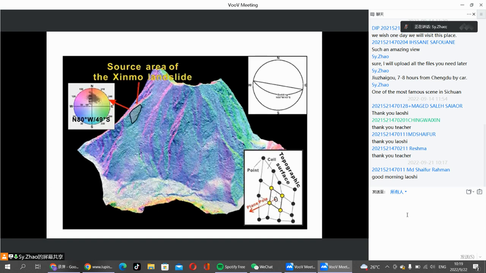And this figure is also the one I showed last week for the Shimo landslide, you remember? The source area of this landslide is a planar surface of rock stratum. And I used another diagram like this to show the bedding surface attitude. So what does it mean? Here I will play a video to explain it.